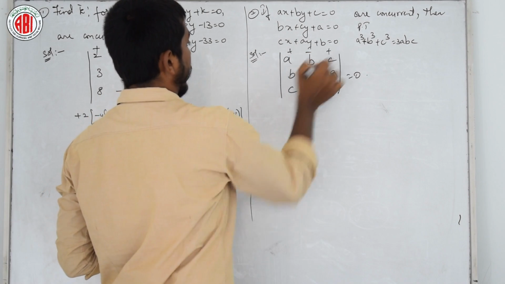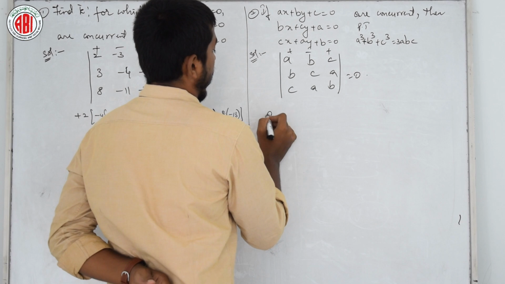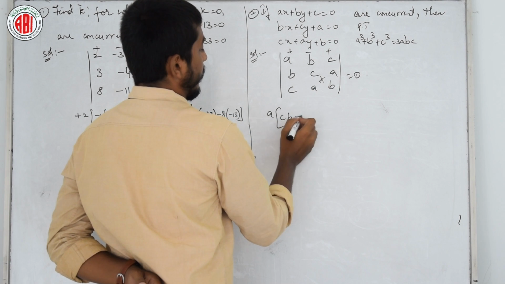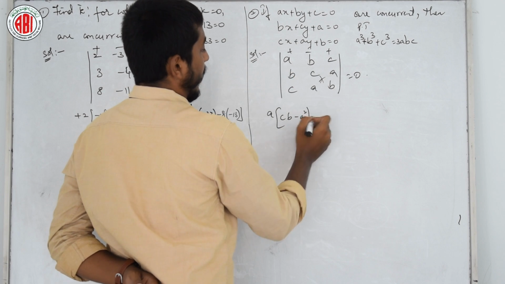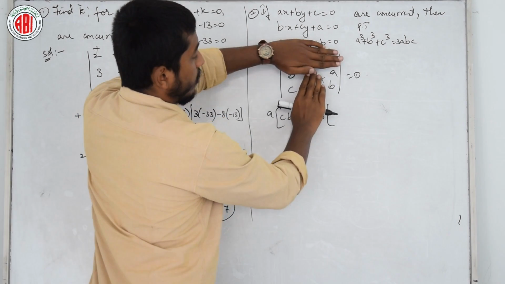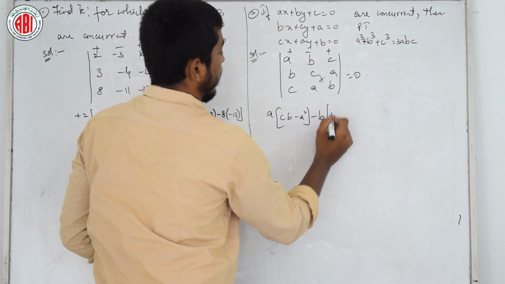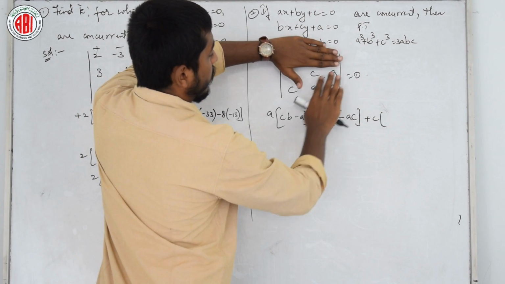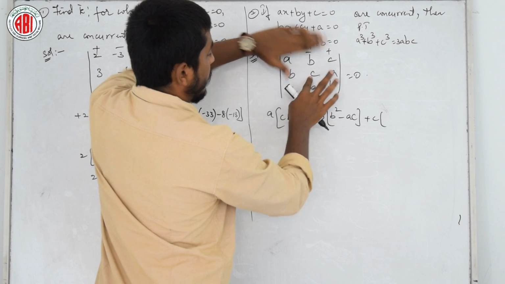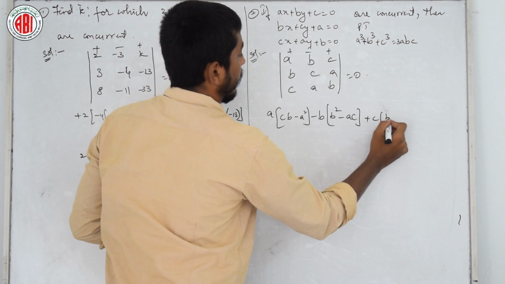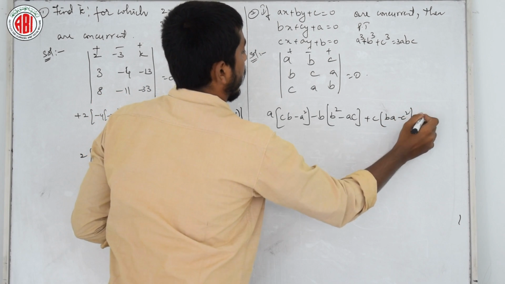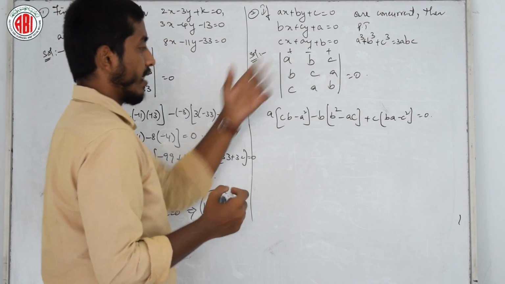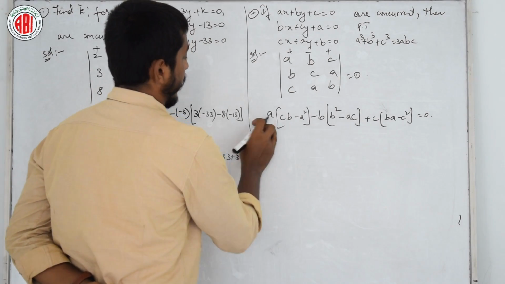Plus, minus, plus, then next a into this determinant, cb minus a square, minus b into, we have to close these both, b square minus ac, plus c into, we have to close these both and the left out is these both, ba minus c square, equal to 0. Is it clear?